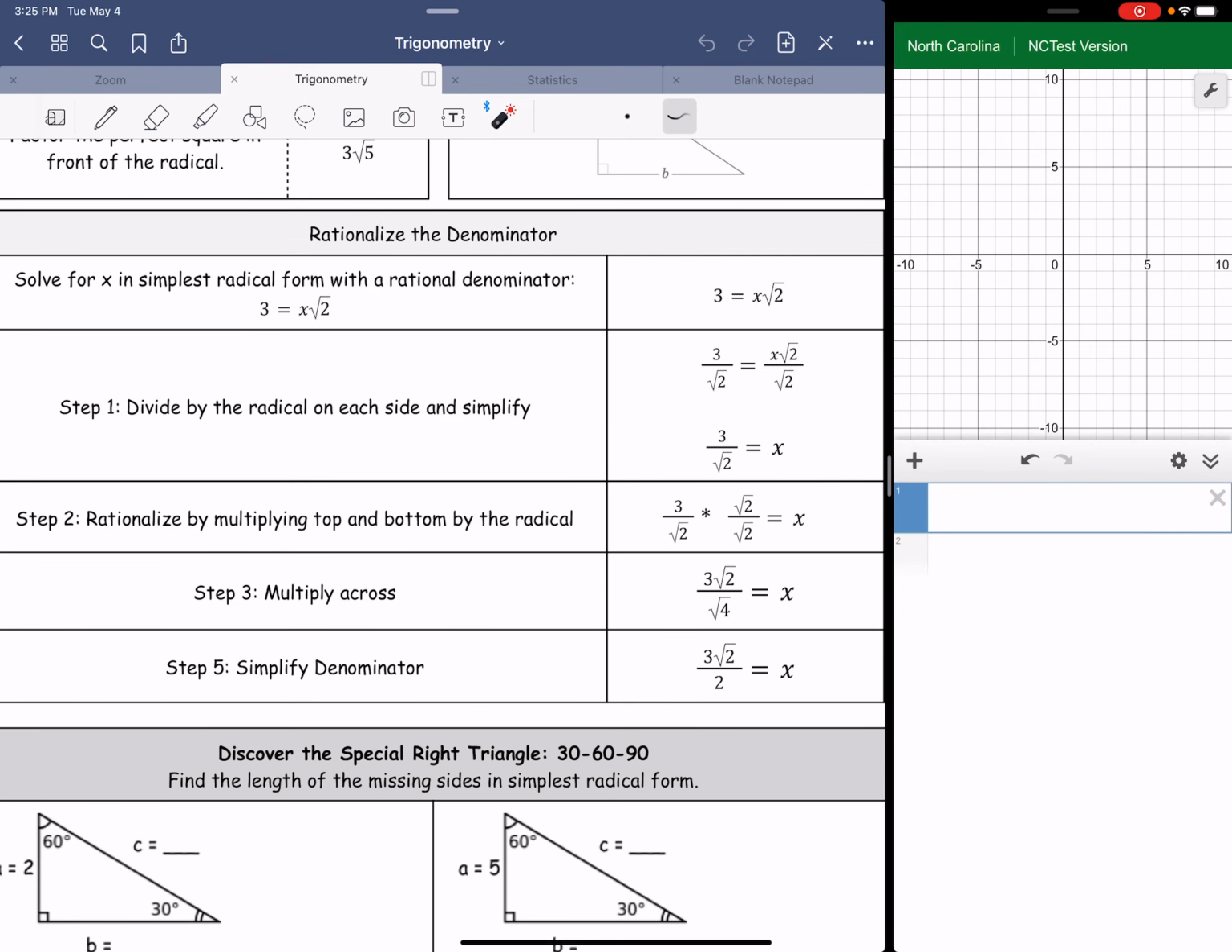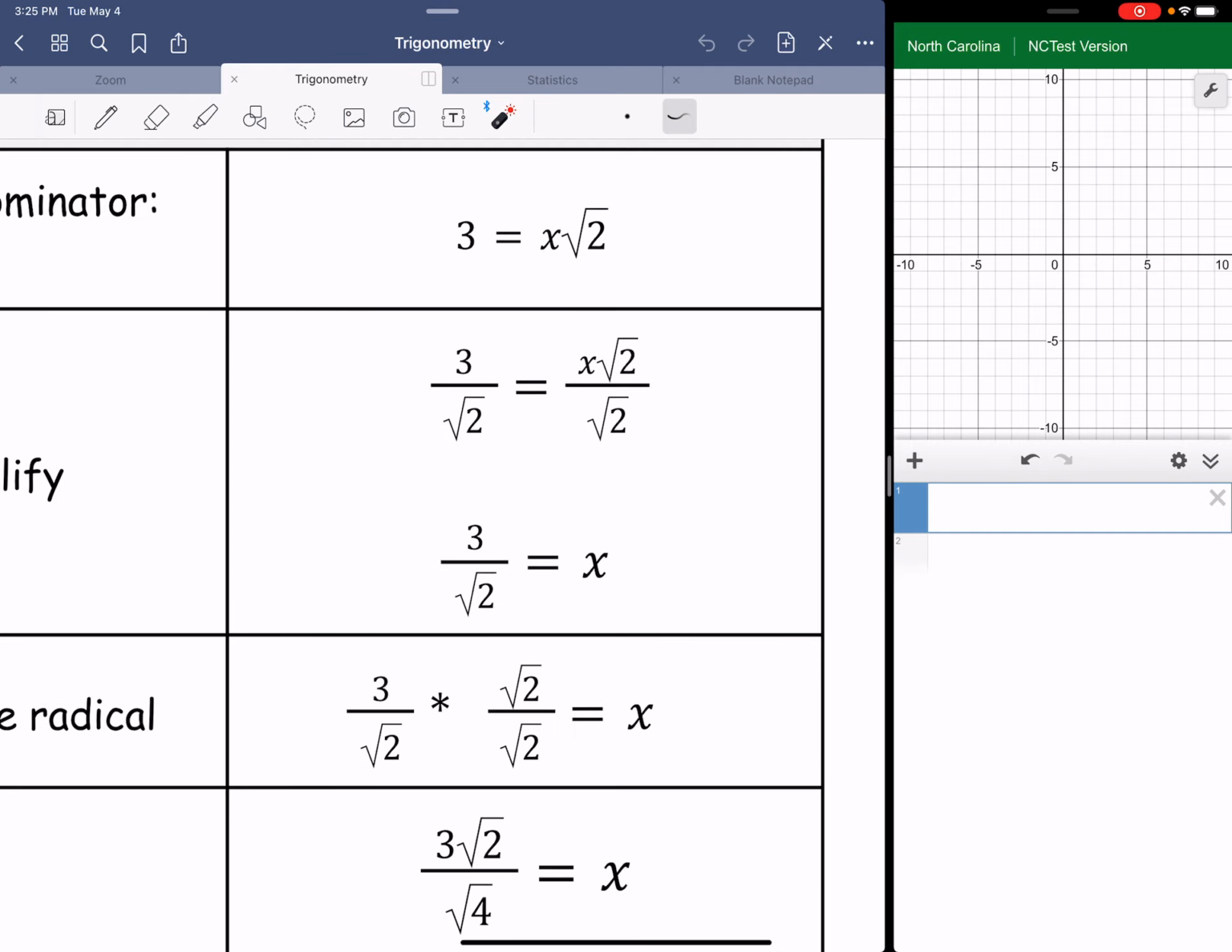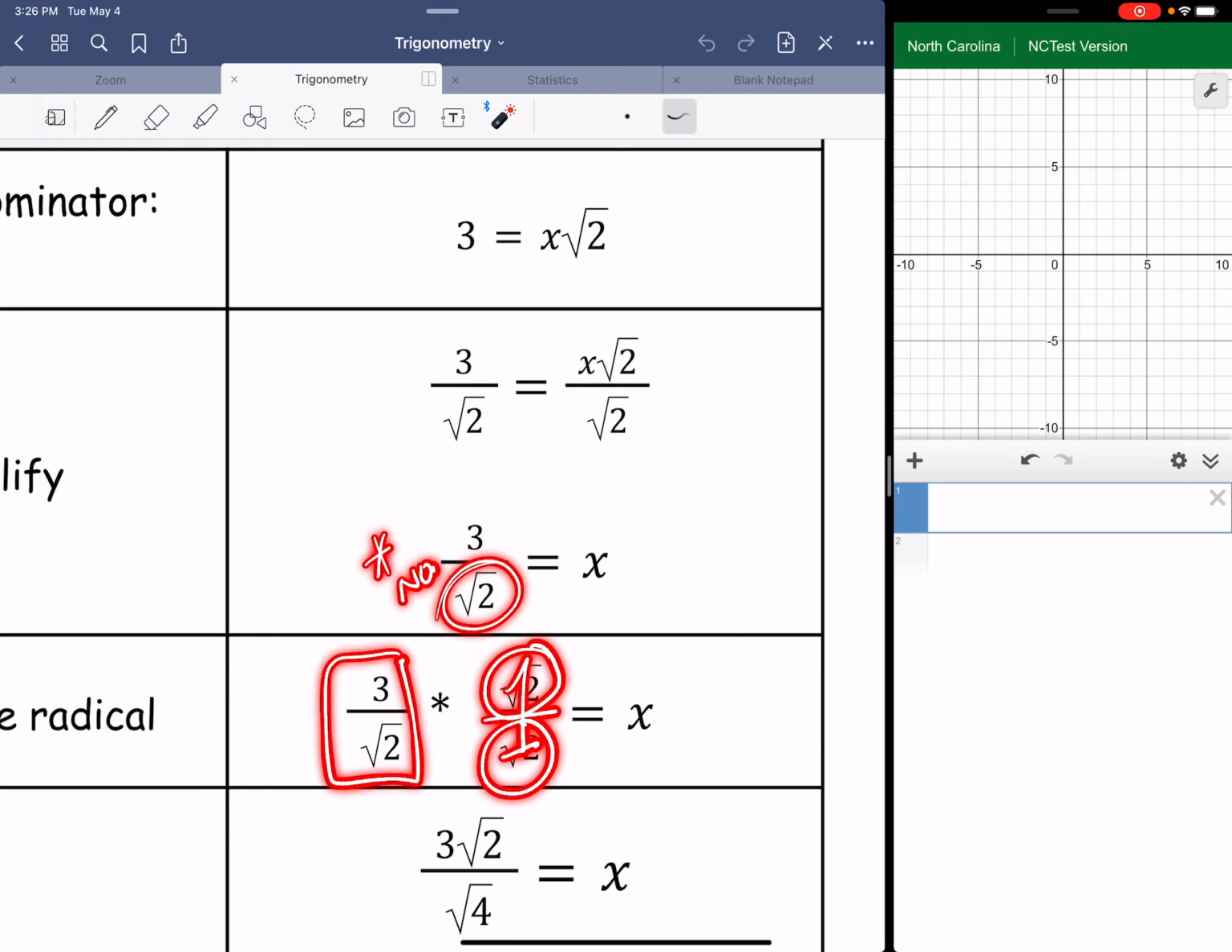Now when we divide by the square root of 2, so that was this step here, then we can simplify that the square root of 2 over the square root of 2 is equal to 1. So that essentially cancels out. So we're just left with 3 over the square root of 2 equals x. Now the problem with this is that we don't want to have a radical in the bottom. So we have to get rid of it, and we do that by multiplying by the square root of 2 over the square root of 2, because this is also equal to 1. So all we're doing is multiplying this fraction by 1.